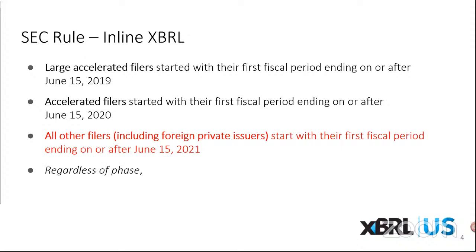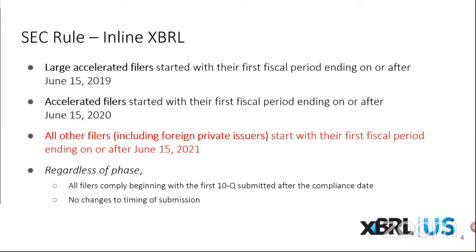Now, regardless of the phase, all filers comply with the first 10Q submitted after the compliance date. And so for calendar year filers, again, that will be your second quarter filing. There are no changes to the timing of the submission, so depending on your filing status, you'll still file 40 or 45 days from the end of the quarter for a 10Q, and then either 60, 75, or 90 days from the end of the year to file your 10K. The requirement to post XBRL files to the company's website has also been eliminated, so that's no longer required.